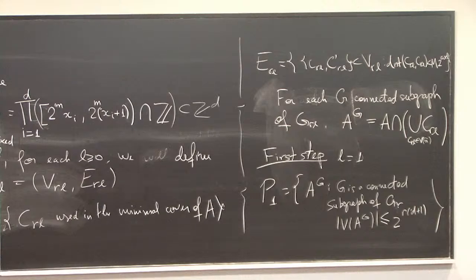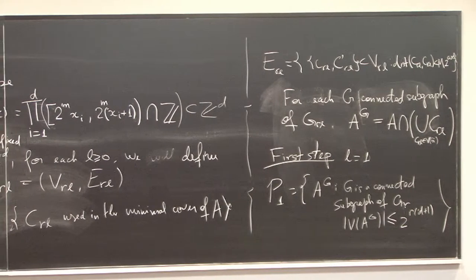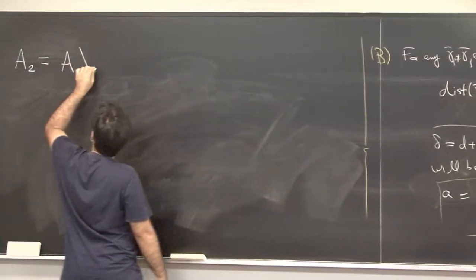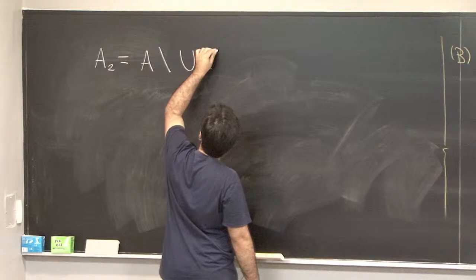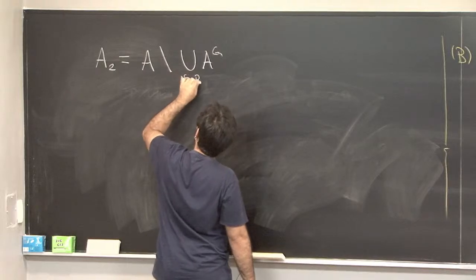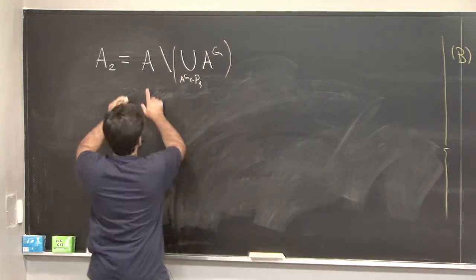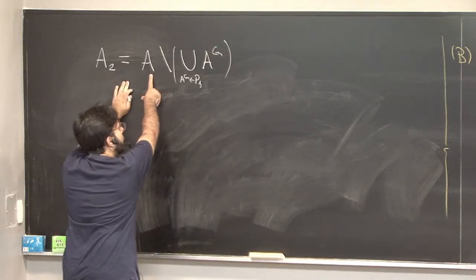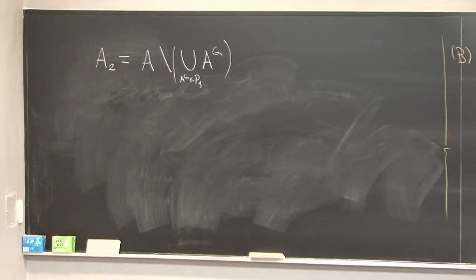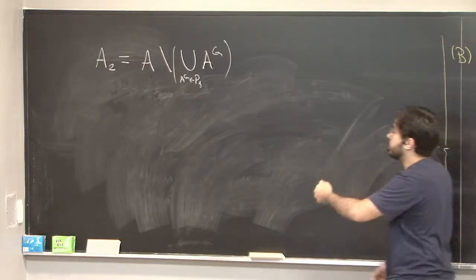So what do you do next? Then you define A_2 as being A minus the union of A_G for A_G inside P_1. So what happens is you subtract from A every component that you collected in this step. Then you get something, A_2.